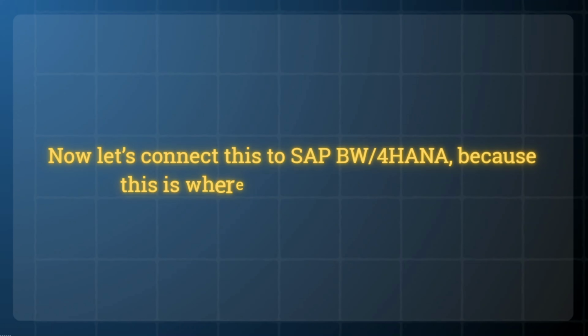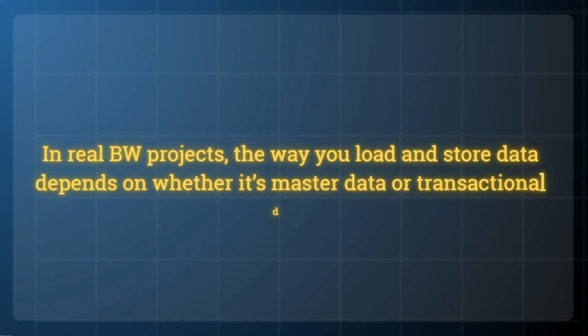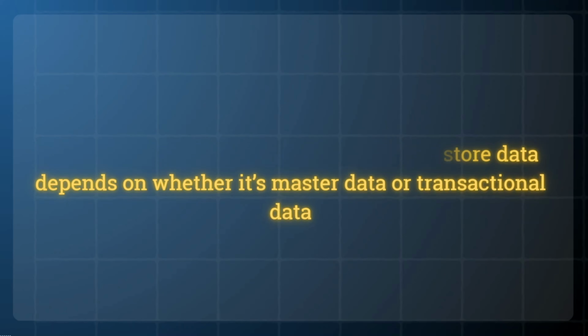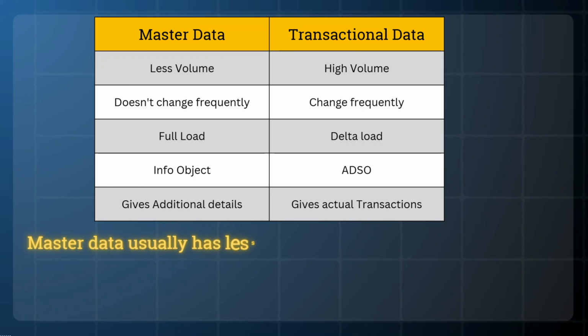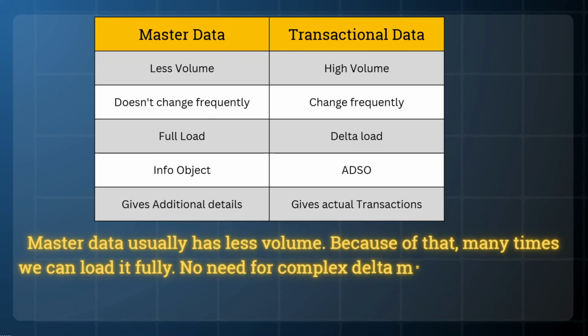Now let's connect this to SAP BW for HANA, because this is where things get interesting. In real BW projects, the way you load and store data depends on whether it's master data or transactional data. Master data usually has less volume. Because of that, many times we can load it fully. No need for complex delta mechanism in most scenarios.